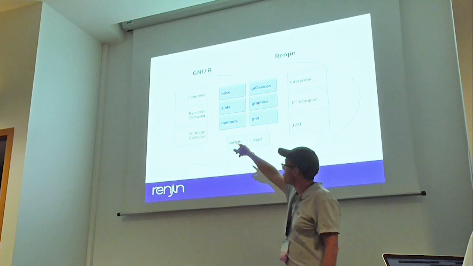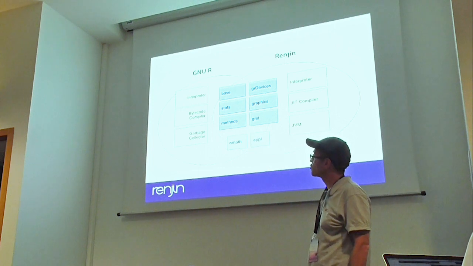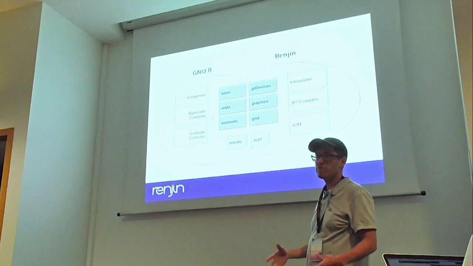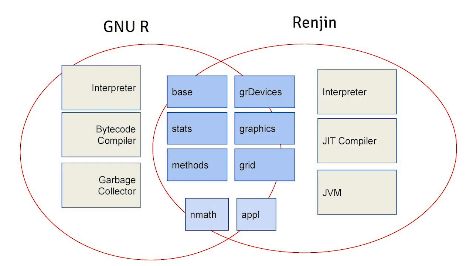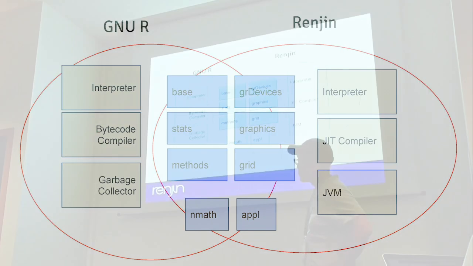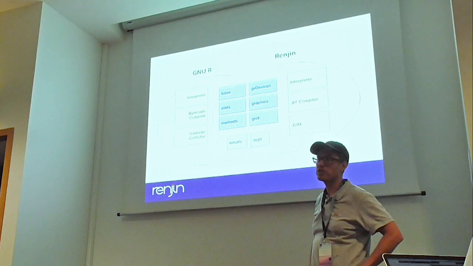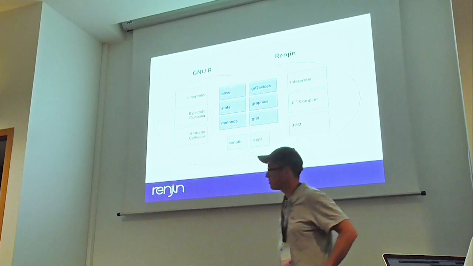Basically, what we're replacing is the GNU-R interpreter, the bytecode compiler, the garbage collector, and the other infrastructure that actually runs the code. So Renjin has an AST interpreter. It has a just-in-time compiler, and it runs on the JVM, which provides garbage collection and other runtime support.